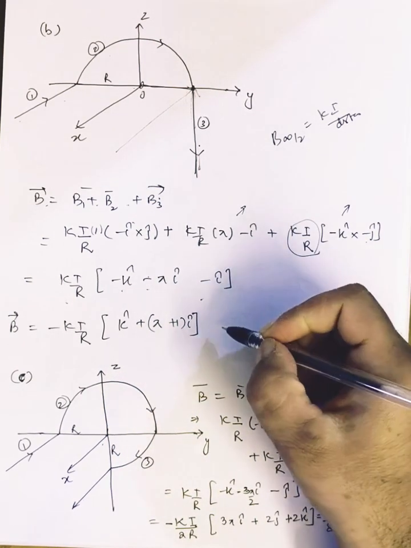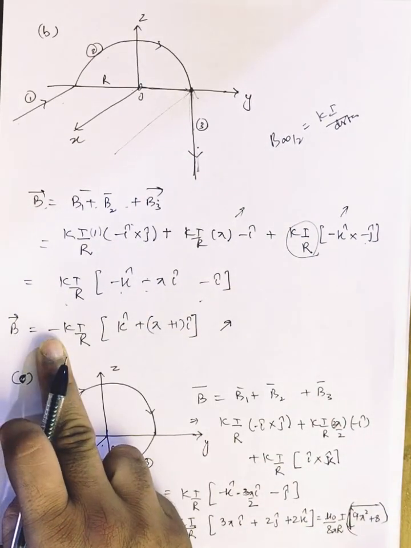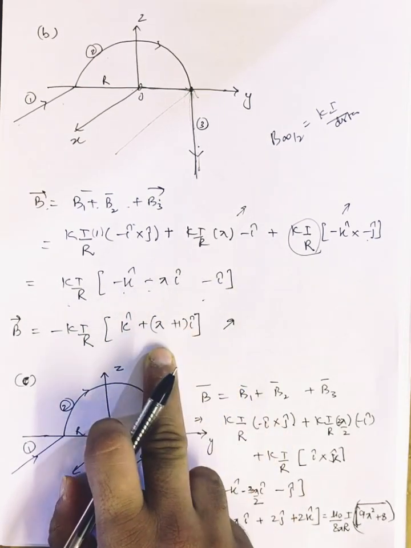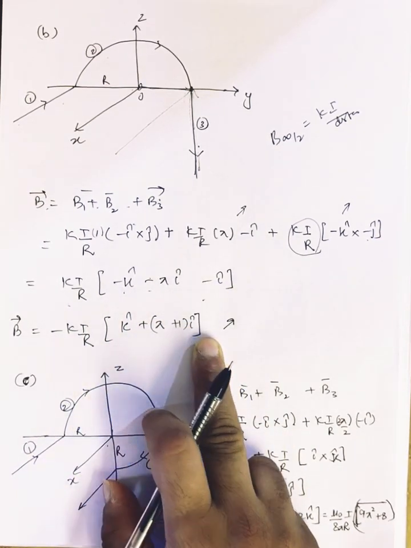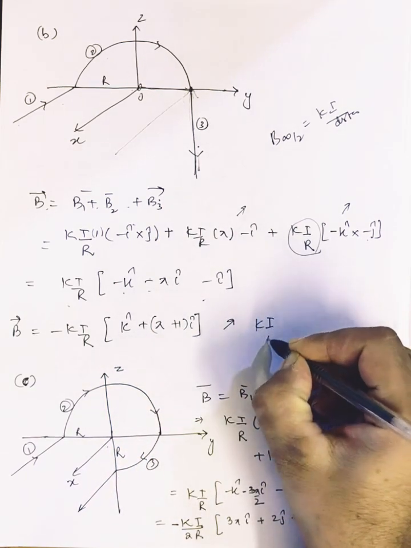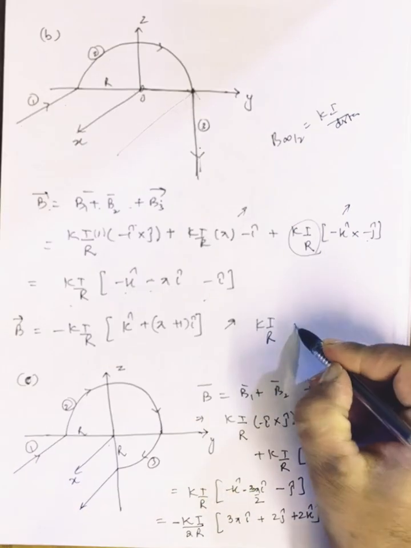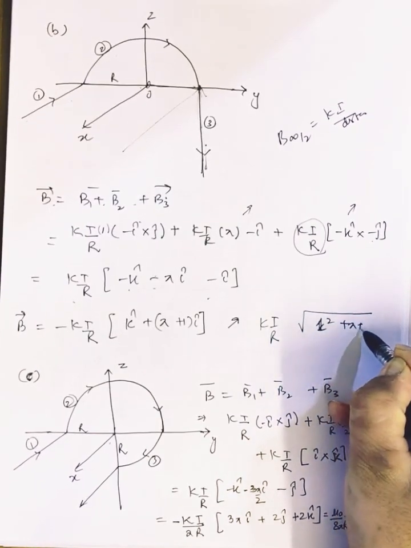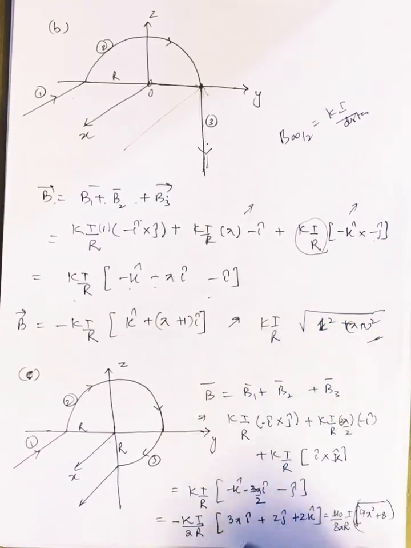Then you can take μI by r common, minus i also common. Then k cap and pi, and I will be, pi plus 1 can be taken, and i can be taken as common. If you want to find the magnitude, you can simply write this as it is, and the i, j terms go into the square. So 1 squared plus pi plus 1 squared. That's the answer to the question.